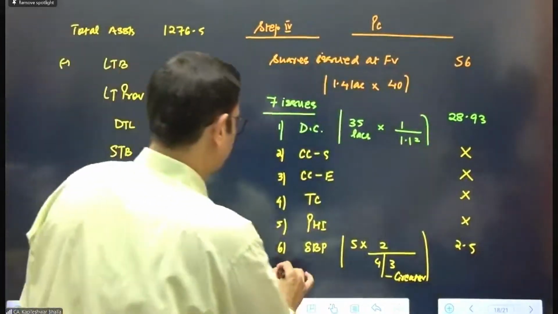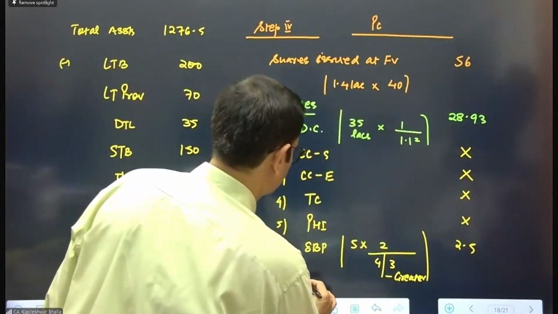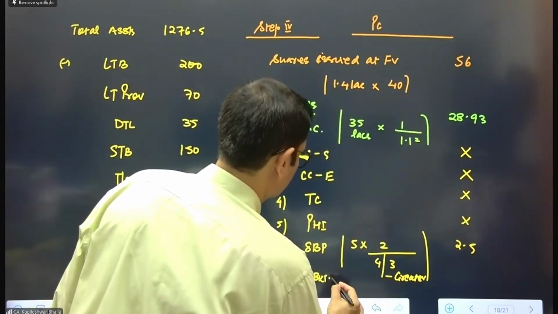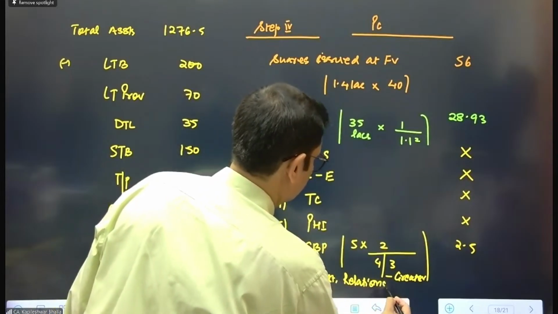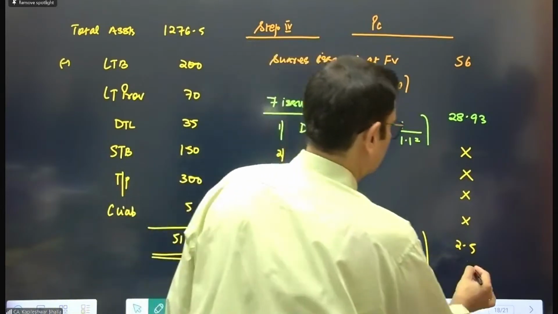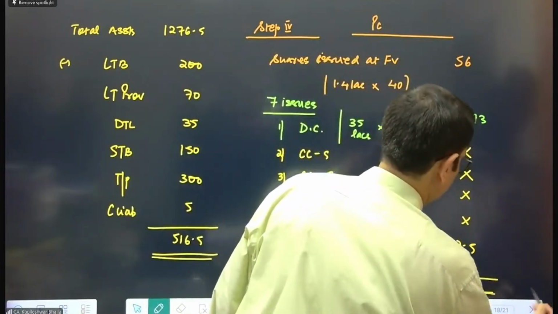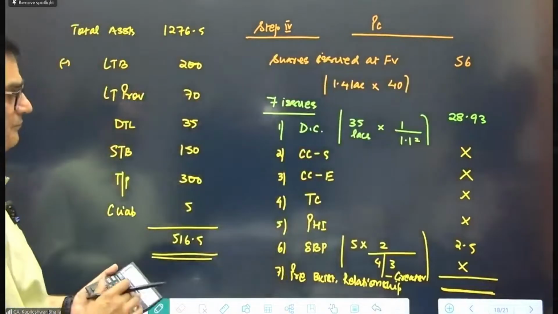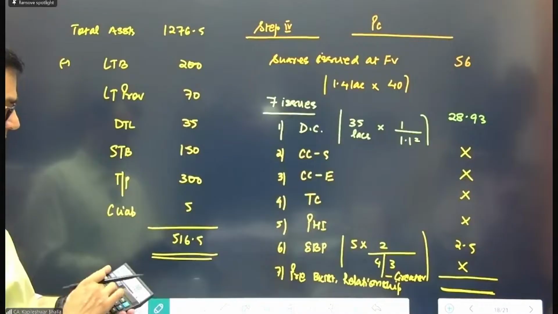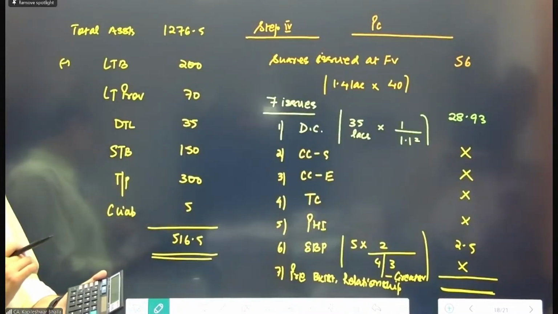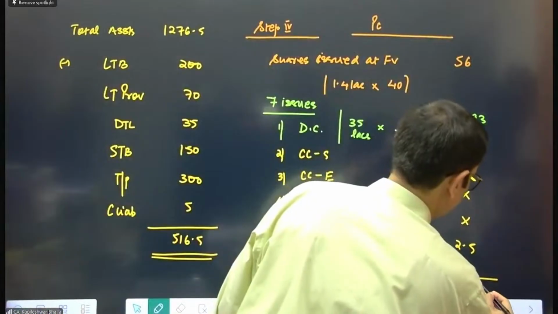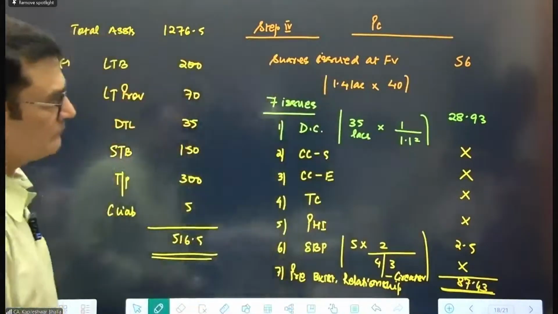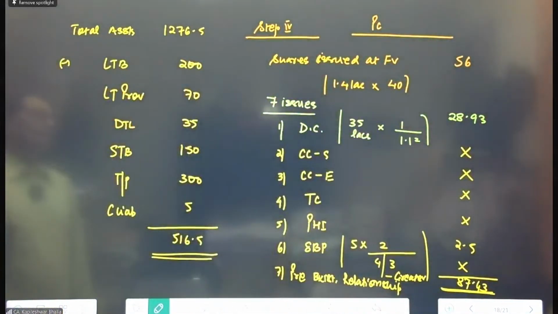And then is there any pre-existing relationship defined? I don't think so. So we are not given any pre-existing relationship. But we get the purchase consideration as well. $87.43, I think, is the purchase consideration. Right? Okay, so I think that takes care of step number 4 as well.